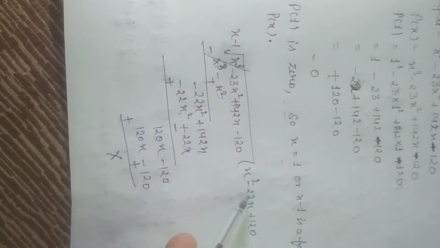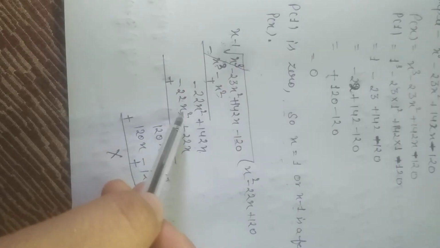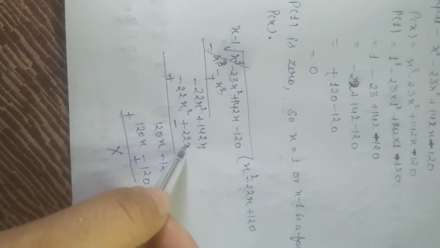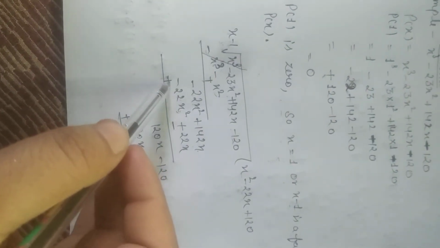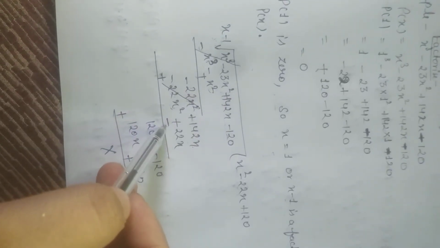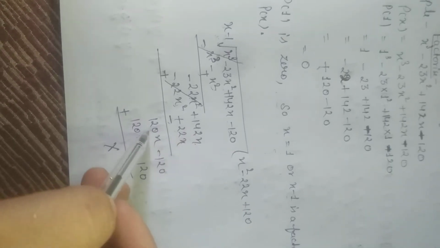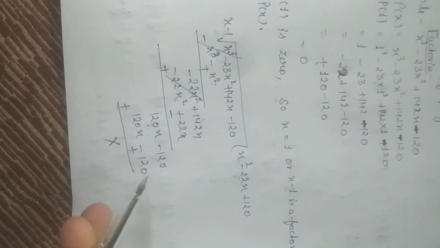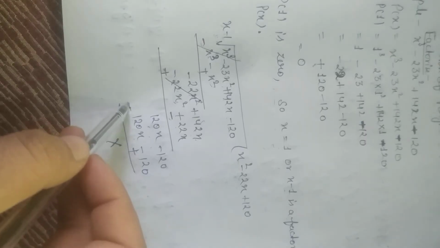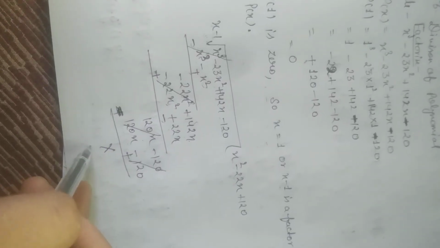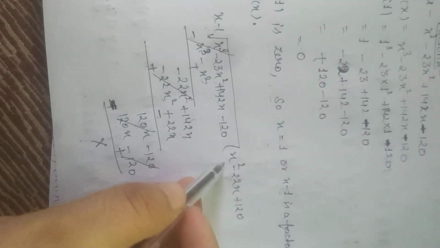Minus 22x multiplied by x, so what will come? Minus 22x square. Minus 22x is multiplied by minus 1, so plus 22x is coming. Now same, the sign becomes change, minus change to plus and plus change to minus. They both will cancel out. Now 142 minus 22, so we will get 120x minus 120. Again the sign becomes change: 120x minus 120 and minus 120x plus 120. They both will cancel out. At last we are getting 0. So what is the quotient here? X square minus 22x plus 120.